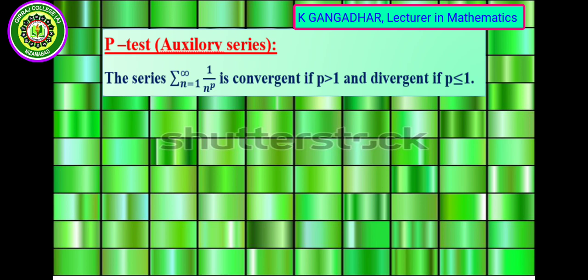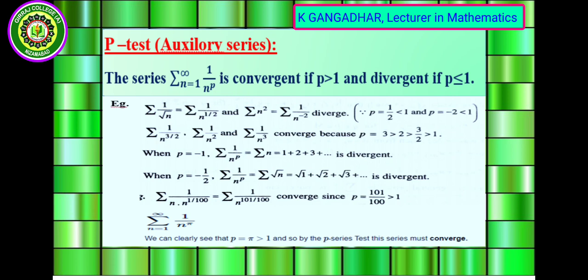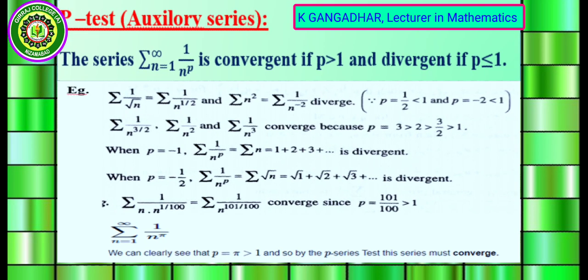Now we will see some examples. The first example is sigma 1 by n. This series we write in the sigma 1 by n power p form.